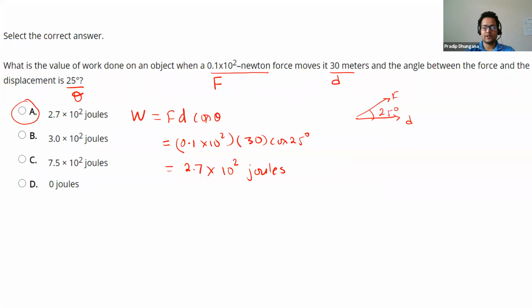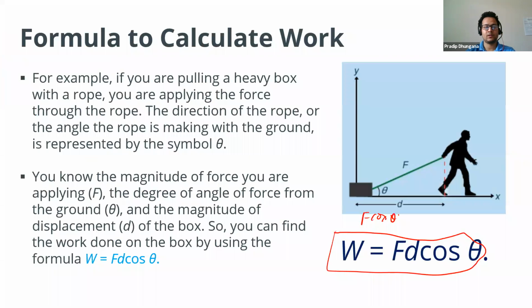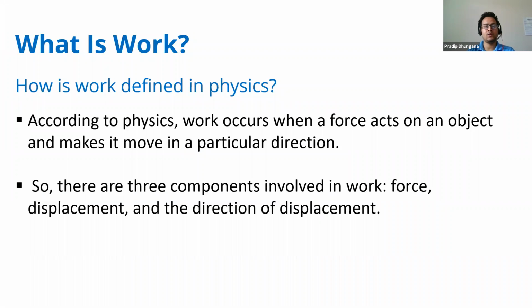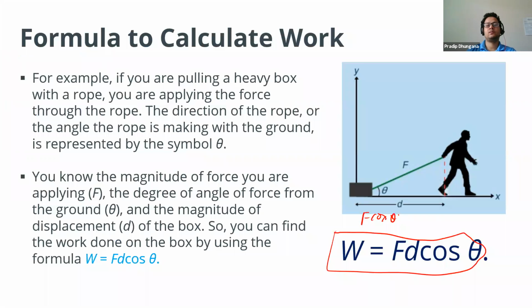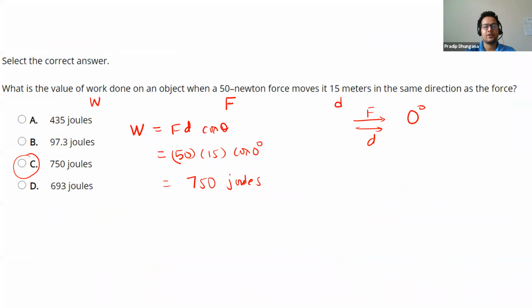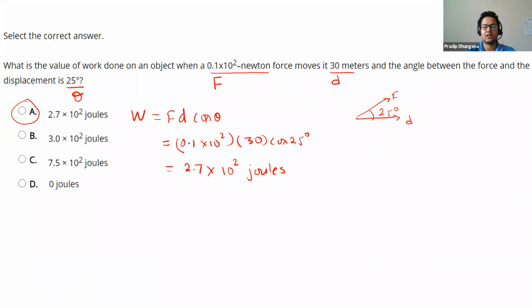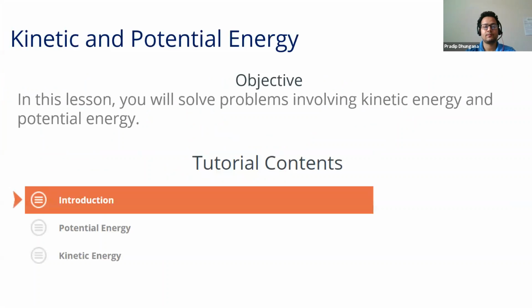Now we have completed this lesson on work. Let me briefly review what we did. At first we defined work: work occurs when force acts on an object, and then that object moves in a particular direction. Then we went through the formula to calculate work. Work is force times displacement times cosine of the angle between force and displacement. After that, we solved those 4 different problems from your mastery test.